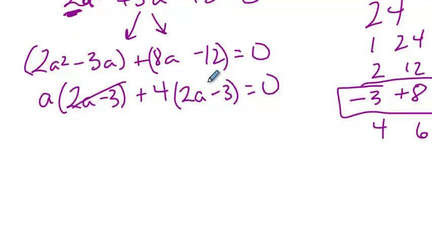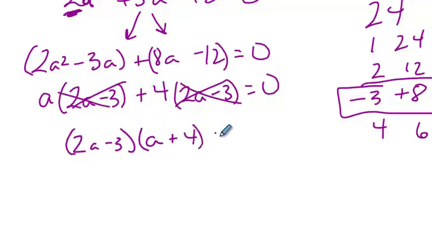Right. These are the same, so I can factor them both out. So when I do that, I have 2a minus 3. And what else? a plus 4 equals 0. So what are my answers here?